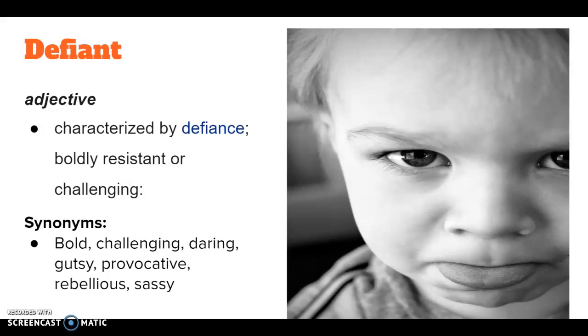Adults can also be very defiant. That's why sometimes adults get fired, because they don't listen to their boss. They do not obey. They challenge or resist what's being asked of them. Companies can be defiant. They might not follow the government's rules, and thus they might be penalized. So synonyms of defiant would be bold, challenging, daring, gutsy, provocative, rebellious, and sassy.